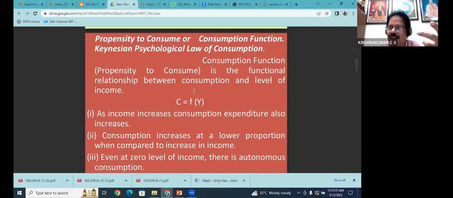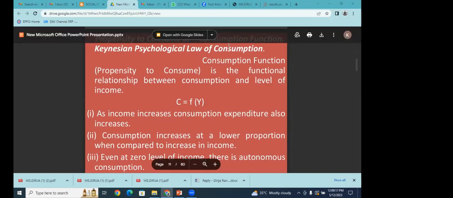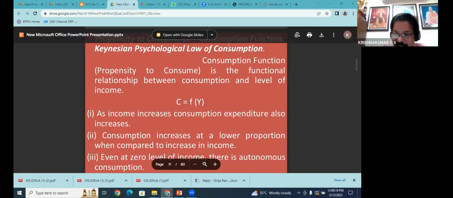So 20,000 income, 10,000 increase in income, but only 5,000 will be the increase in consumption. But suppose from 20,000 to 30,000 it increases, a much bigger portion will be saved. So as income increases, consumption increases, but at a lower proportion. With examples, this can be made clear to the children. So consumption increases at a lower proportion compared to the increase in income.